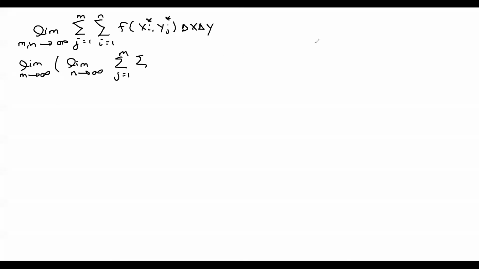And I can't draw sum symbols with this writing tablet unless I do it really slowly. The sum i equals 1 to n, f of x sub i star, y sub j star, change in x, change in y. All right, so we're splitting them apart, and we're saying we're going to take the limit as m goes to infinity first and the limit as n goes to infinity second.